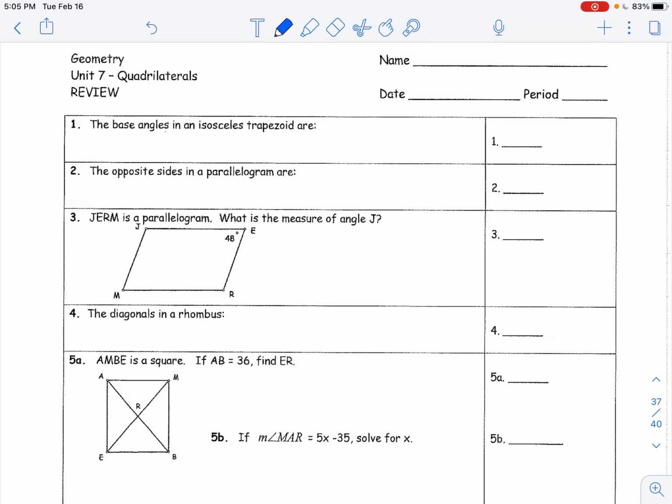In this video, we'll take a look at the first part of the Unit 7 review on quadrilaterals. So question 1, the base angles in an isosceles trapezoid are congruent. The opposite sides in a parallelogram are congruent.